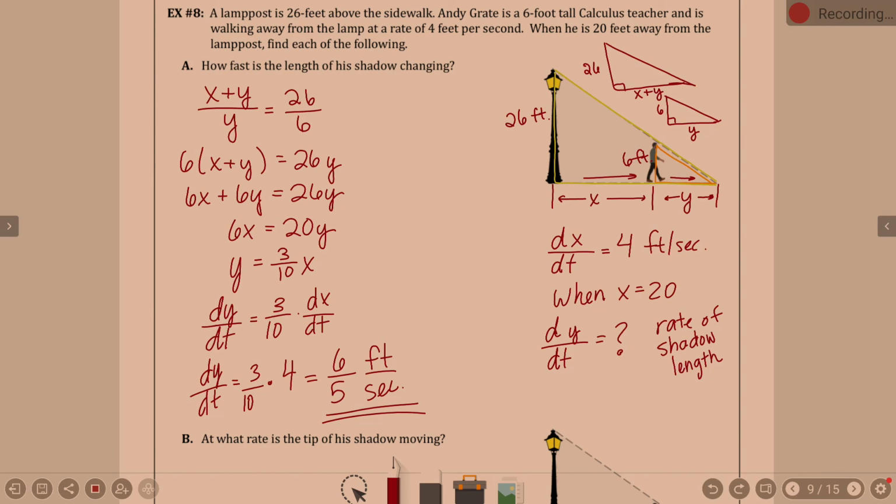Notice we never used x equals 20, did we? I think there's another one like that. What it's just saying is, honestly, any value you use here, this rate's always going to be the same. It's not going to change based on how far away he is or anything like that. Okay.